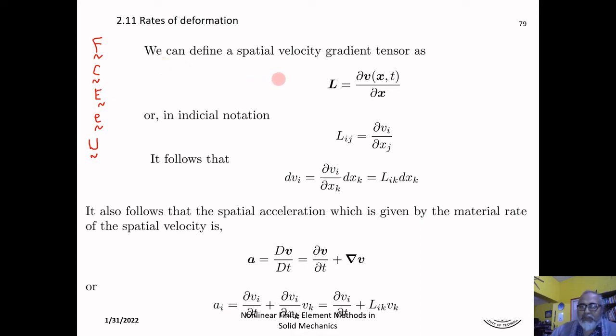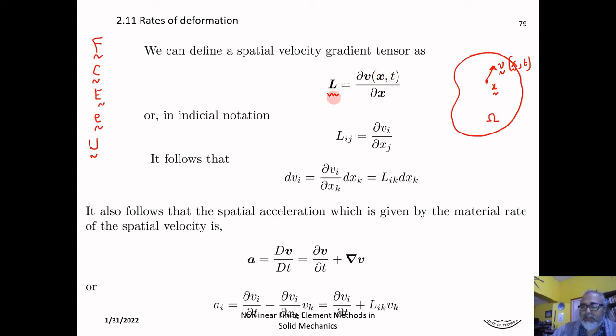To look at the rates, we will first define a velocity gradient tensor, which we will call L, which is the spatial derivative of the velocity vector. So velocity is expressed as a function of small x and t. So this is a spatial quantity, and the spatial derivative of this is called L. What it physically means is that if this is the deformed body, which we have called omega, then at a point small x, the velocity vector v is this, and we take the spatial gradient of this velocity vector.